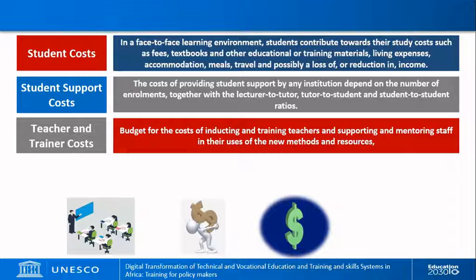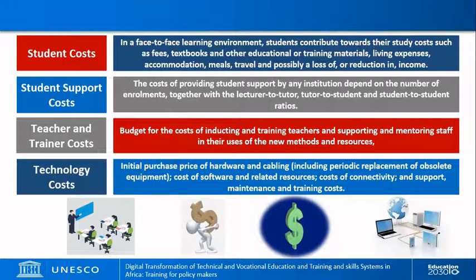Now, teacher and trainer cost concerns the budget for the cost of inducting and training teachers and supporting and mentoring staff in their uses of the new methods and resources. What does technology cost entail? This entails the initial purchase price of hardware and cabling, including periodic replacements of obsolete equipment, cost of software and related resources, cost of connectivity, and support maintenance and training costs.